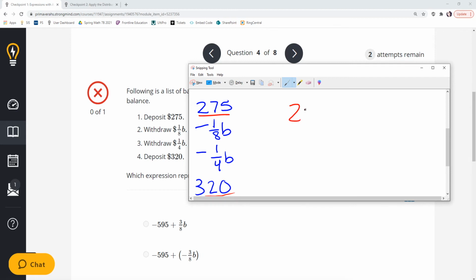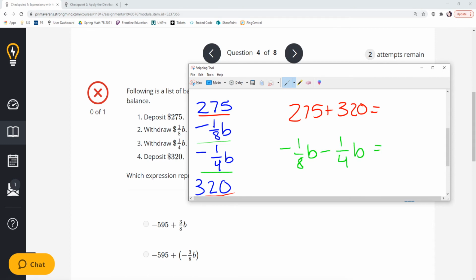This 275 and this 320, I can add those together. And then the last things that I'm going to combine here are my fractions with my b. So this is a negative 1 over 8b, and I'm going to subtract that from 1 over 4b.